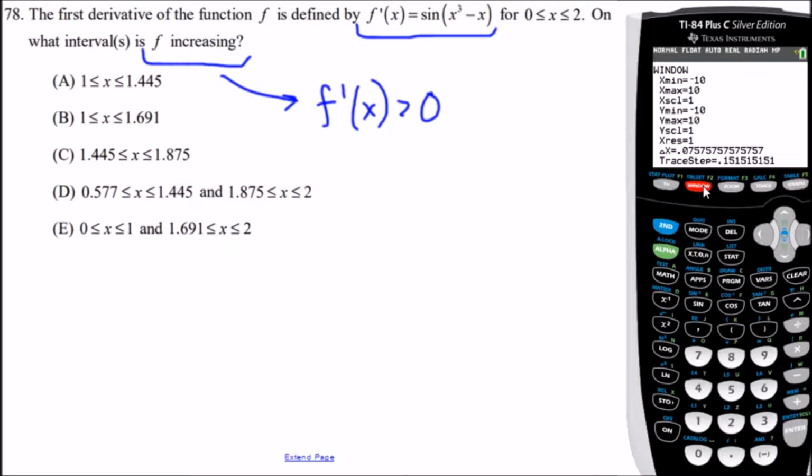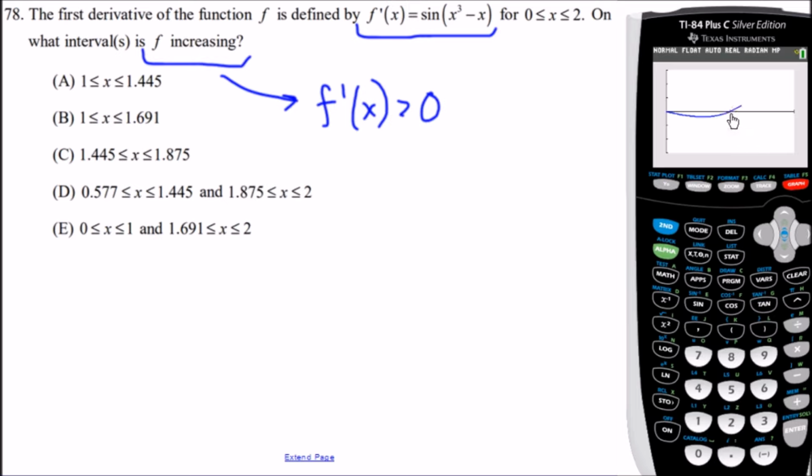We're going to adjust the window to go from x equals 0 as our minimum and x equals 2 as our maximum. Whenever they give you an interval, it's usually a good idea to make that your x min and x max. Now when we graph this, notice what we're looking at here. What we're looking for is when the graph of f prime is greater than 0. If you want to get a better picture, you can make your y minimum and y maximum a little bit closer together, let's say -3 to +3. This should make the picture a little bit better.